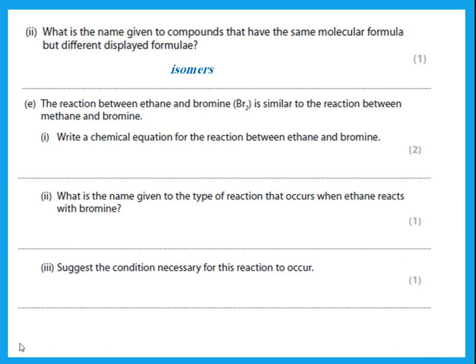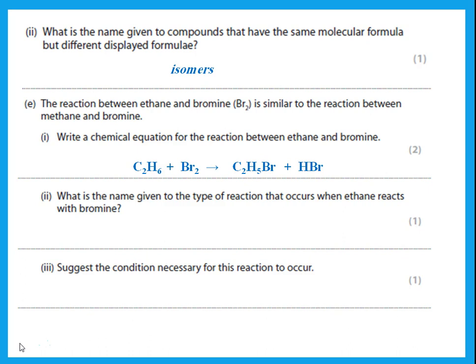The reaction between ethane and bromine is similar to the reaction between methane and bromine. Write a chemical equation for the reaction between ethane, so that's an alkane. Remember that we said when alkanes react with halogens, what happens? This is a reaction in which one of the hydrogens is replaced by one of bromine, and that means I'm left with that hydrogen that I removed plus the other bromine. So this is the reaction for alkane with bromine.